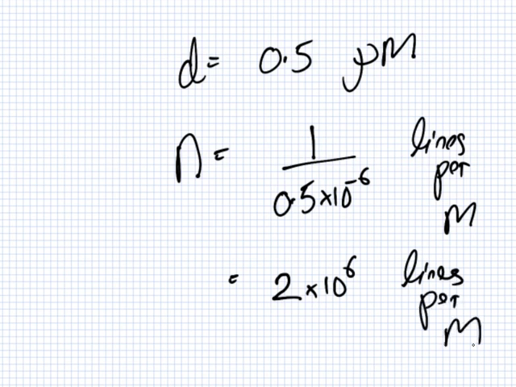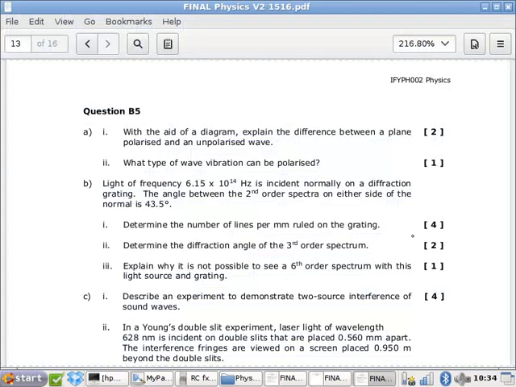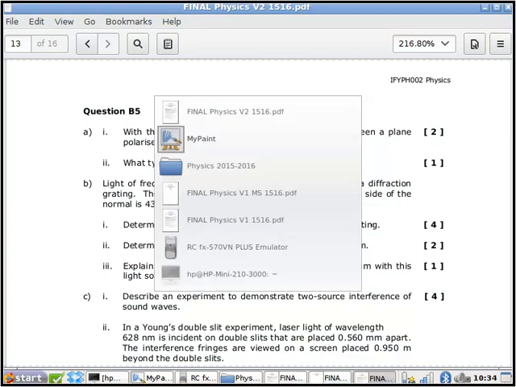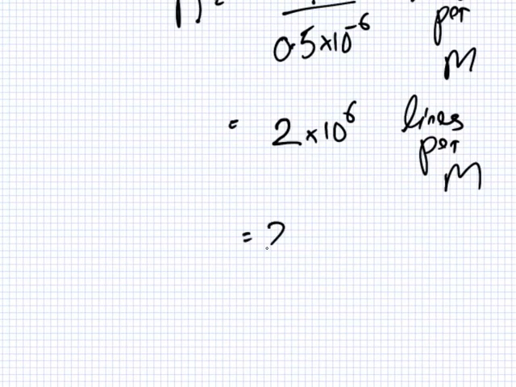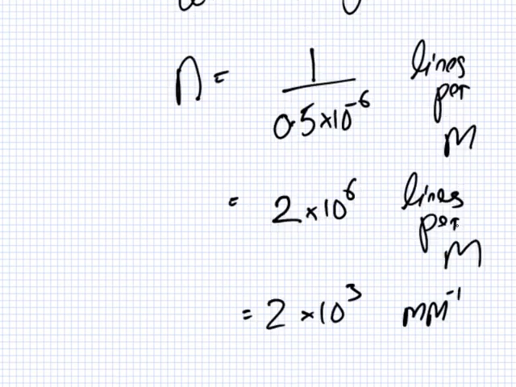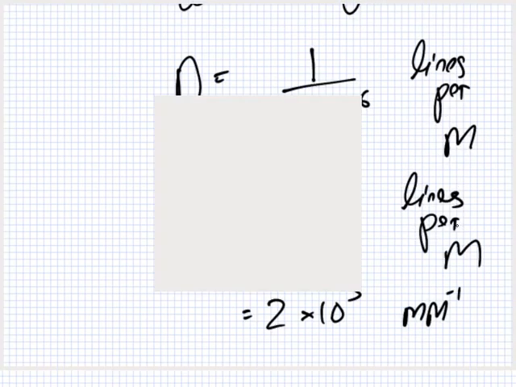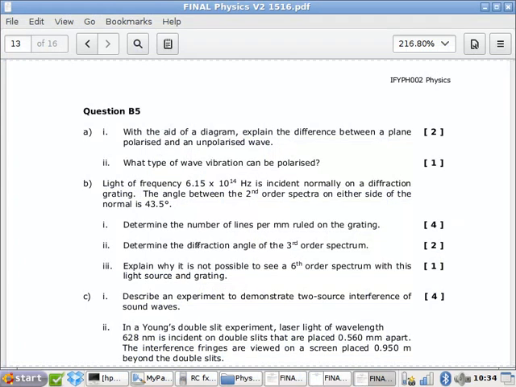Per millimeter. But if you want to do it in millimeter, then you just divide this answer by 1,000. Did it ask you for millimeters? Yeah. Oh, those sons of a gun. Right, so that would be 2 times 10 to the 3 per millimeter, as an example. Okay. Well, that's easy peasy for 2 marks.